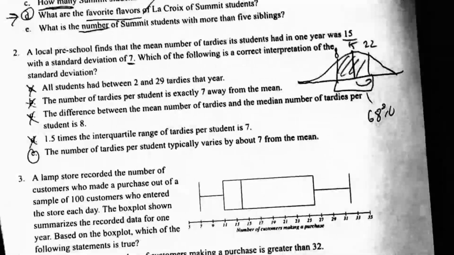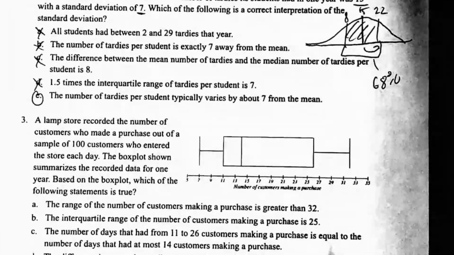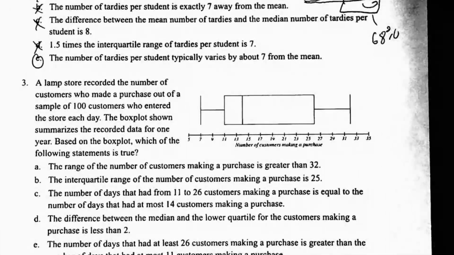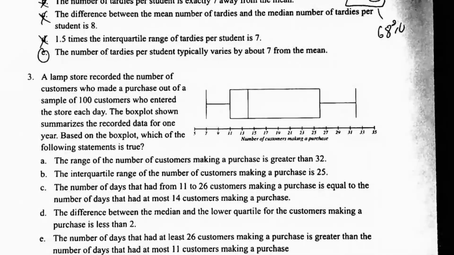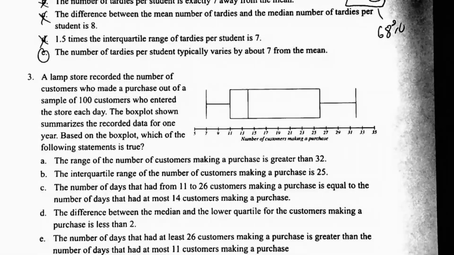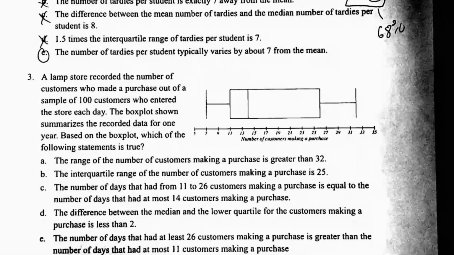Okay, number 3. A lamp store recorded the number of customers who made a purchase out of a sample of 100 customers who entered the store each day. The box plot shown summarizes the recorded data for 1 year. Based on the box plot, which of the following statements is true? The range of the number of customers making a purchase is greater than 32. That is not true.